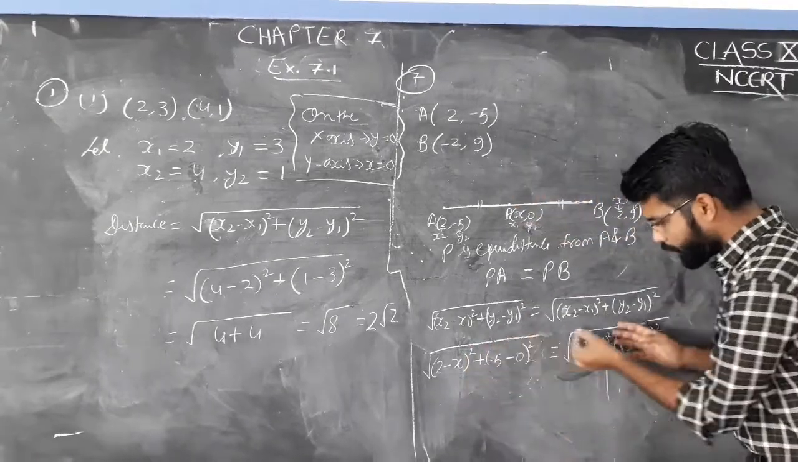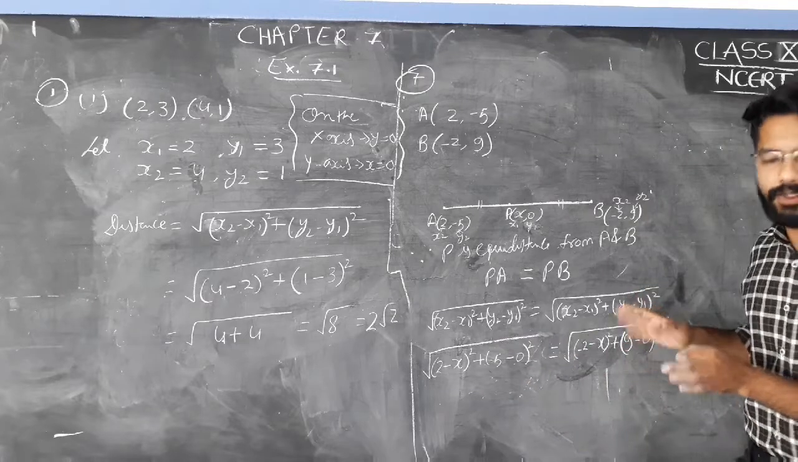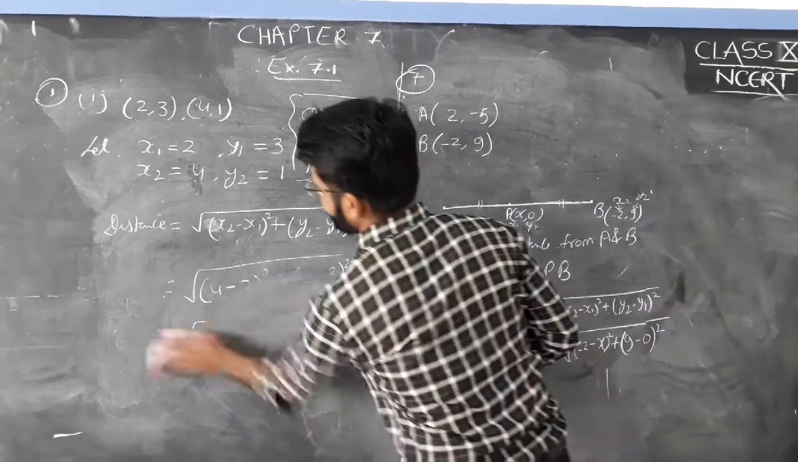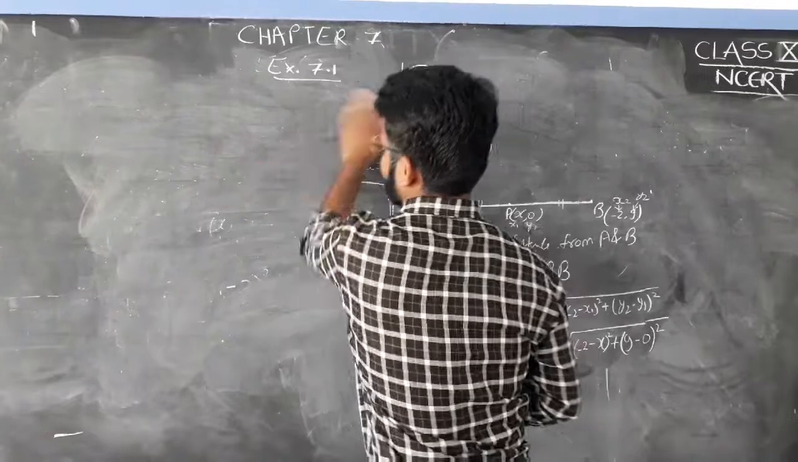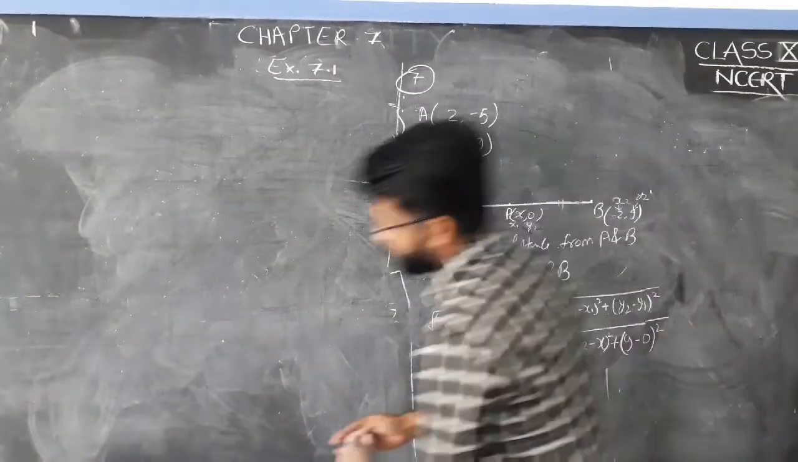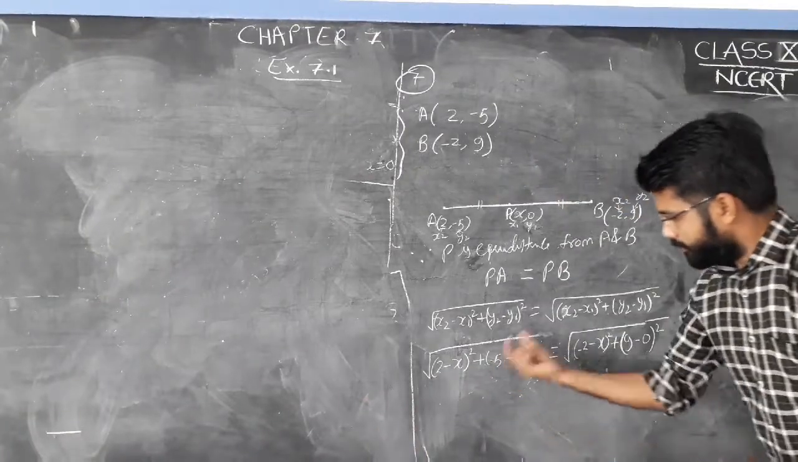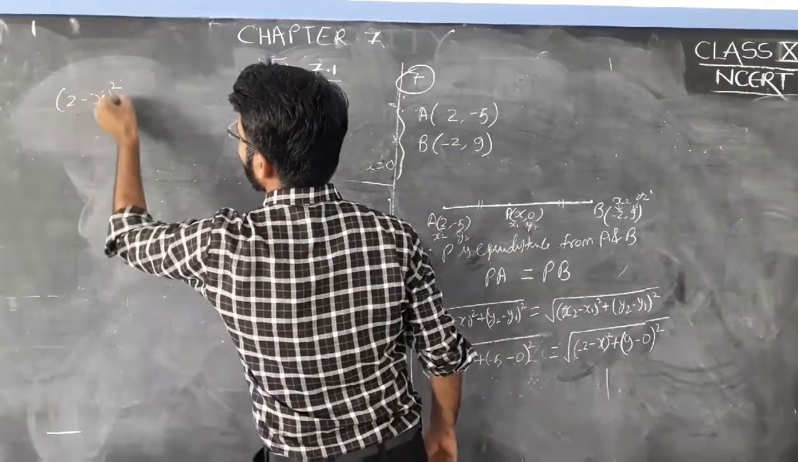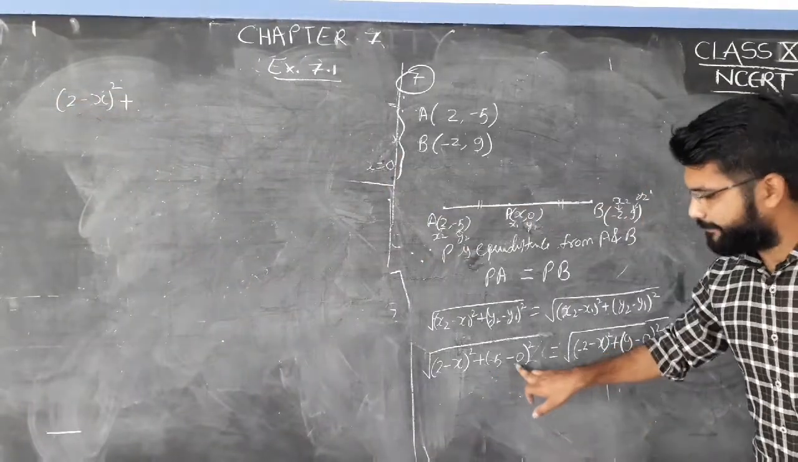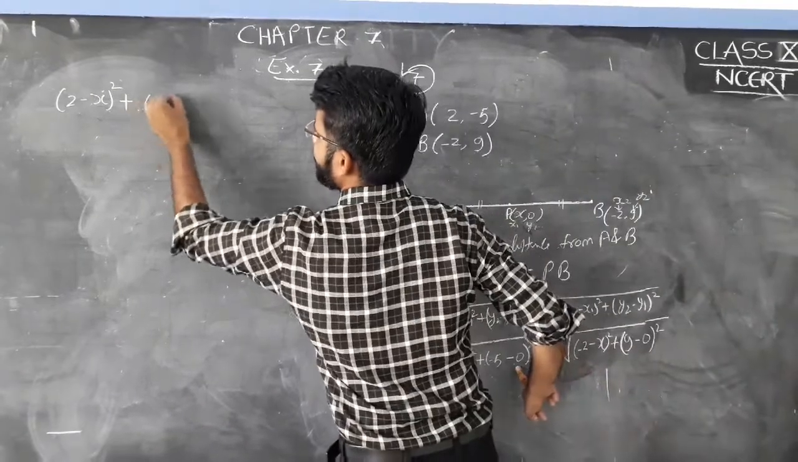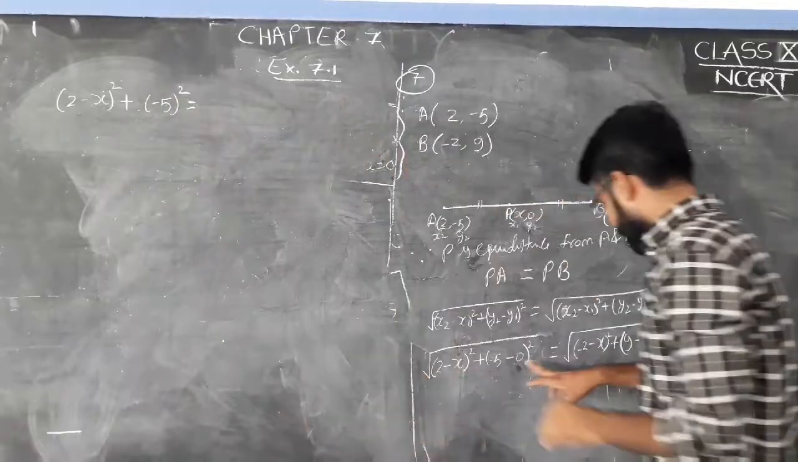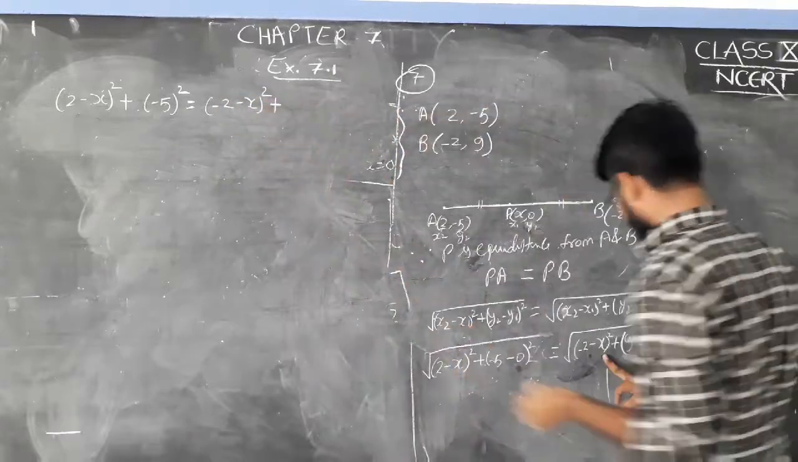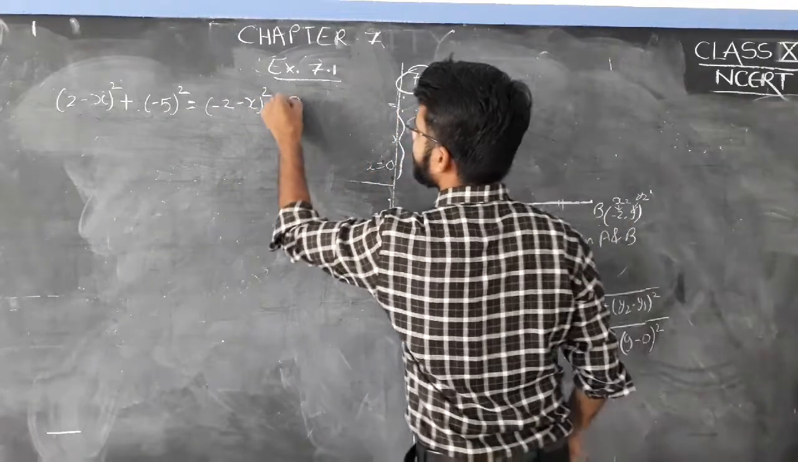Now root to root can be cancelled out. You are intelligent. ये root से root cancel हो जाएगा if I square both sides. Then we have (x minus 2) whole square plus (-5 minus 0), which is -5 square, equals (-2 minus x) square plus (9 minus 0), 9 square.